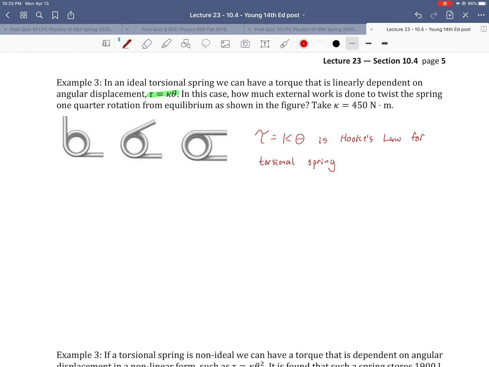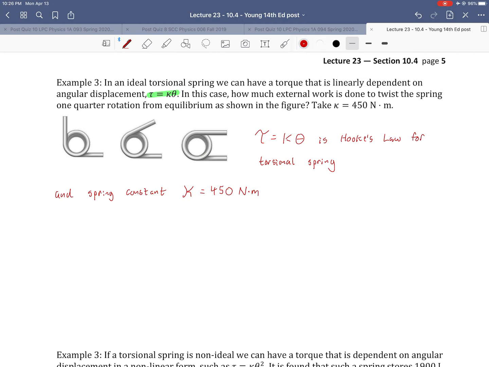In this particular example, our spring constant is kappa, because we're using Greek letters here, so instead of k, it's kappa. And kappa is 450 Newton meters. There are different units for the spring constant here. In fact, they're the same units as torque because theta is unitless, and that makes sense.